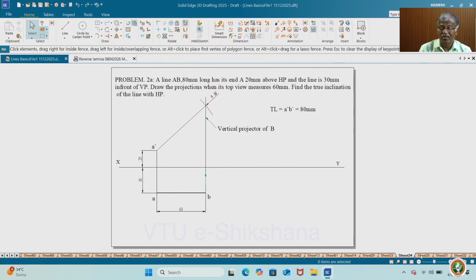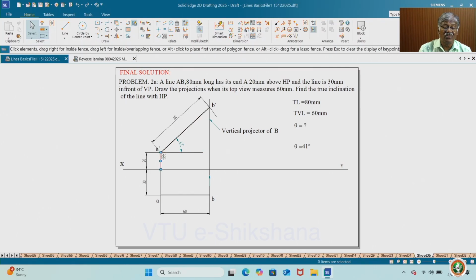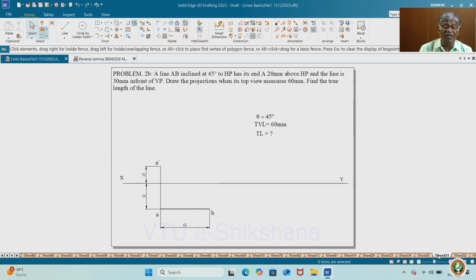Next comes the final view, the final projection. A dash B dash is the front view, AB is the top view, given 60 mm and 80 mm. This one you have to find out. So that is what the inclination of the line with HP is, 41 degrees. You measure and say how much it is. So this is how you find the inclination of the line with HP when true length and apparent length are given.